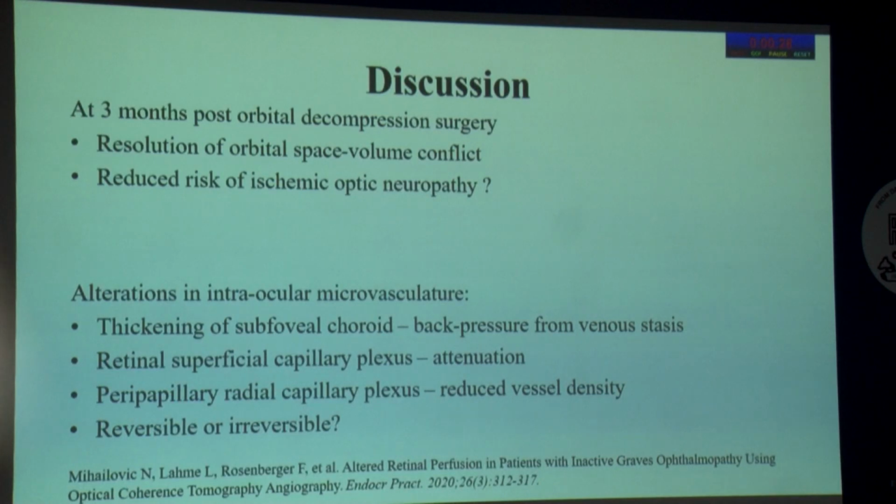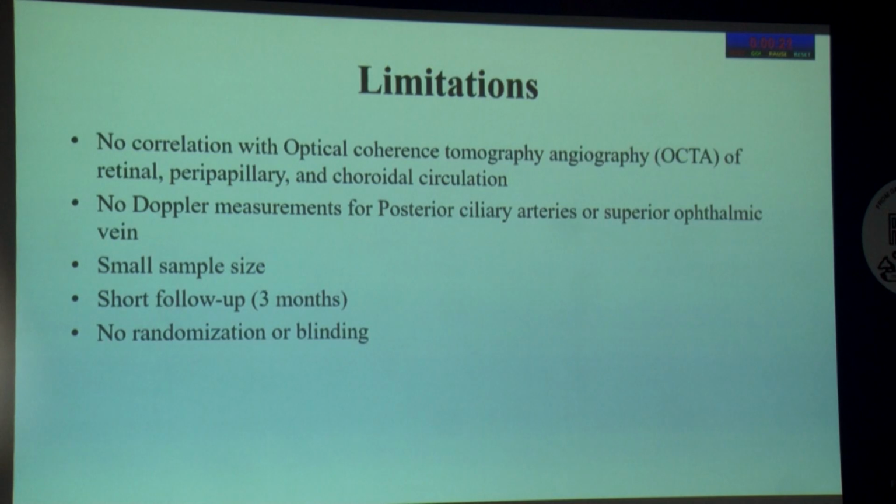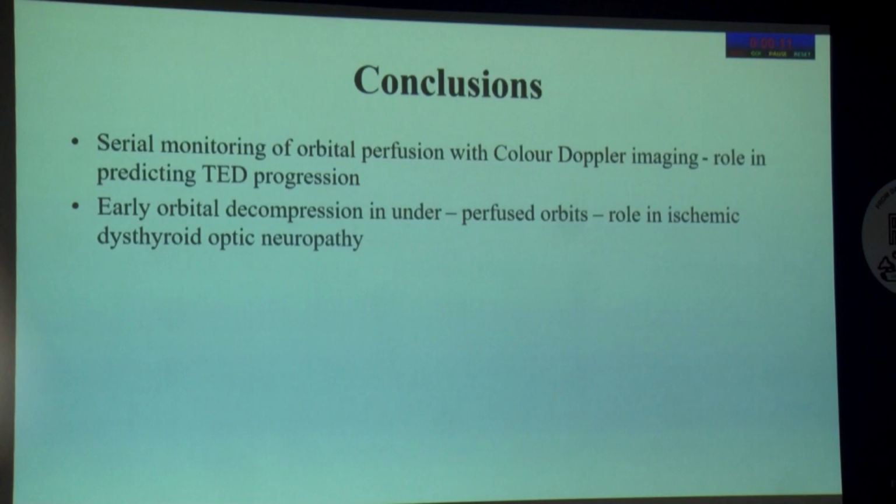Intraocular microvascular changes have been described in the literature, but we did not study them in our protocol. So we could not correlate OCTA findings, we could not see the venous changes and the posterior ciliary artery changes. Other limitations were small sample size, short follow-up, and no randomization. Serial monitoring of color Doppler parameters could be helpful in predicting TED progression, and it could be a determinant for early orbital decompression surgery in patients who have underperfused orbits.